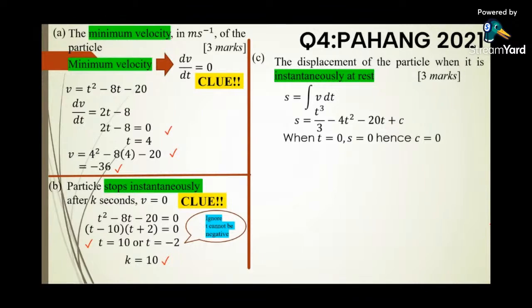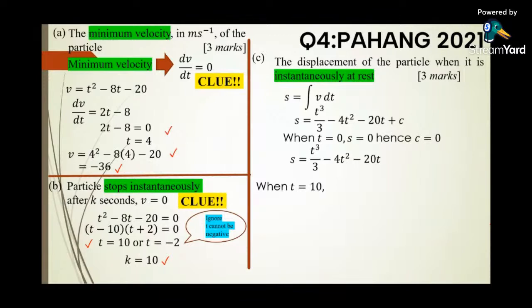Ini kita cari dulu sebab kita nak tahu the displacement. Kita nak cari dulu function displacement tu. So function displacement kita dapat dari V. Kalau dari V ke displacement kita kena buat apa? That's why we integrate kan? We integrate. And then after integrate tiba-tiba ada C. How to determine C? Kita gunalah yang biasa tu. T equals to 0, S equals to 0, and then C equals to 0.